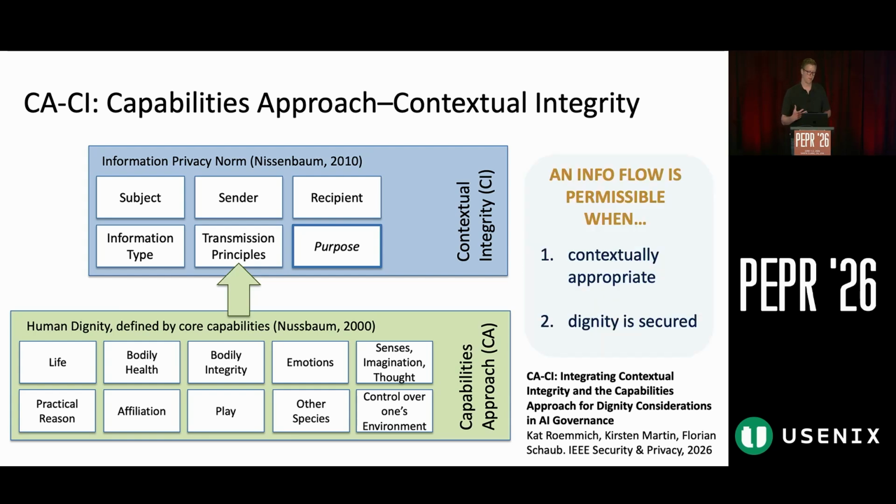And now when we're looking at whether an information flow is permissible or appropriate, we can look at whether it's contextually appropriate in cases where contextual norms exist. And then we can also look at, does it actually secure dignity, or is human dignity being violated here?